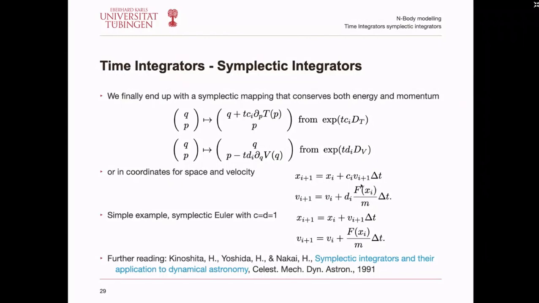And by a choice of these coefficients c_i and d_i, you can construct symplectic mappings of different orders that conserve energy and angular momentum. And this is the main advantage of this. So this is the basic idea of it.